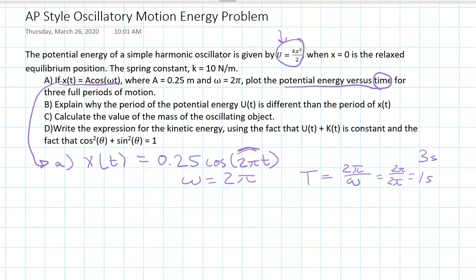So this is our position as a function of time, and this is our energy as a function of position. So what if we just wrote that out? And what if we took this and plugged that in right there? We also know that k is equal to 10, so I'm going to take this 10 and plug it in for k, and take this whole function here and plug it in for x in that equation.